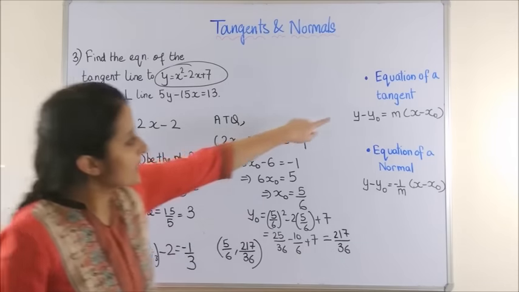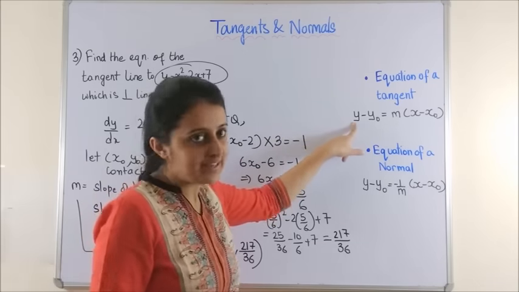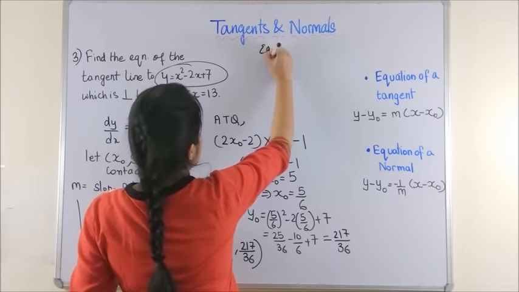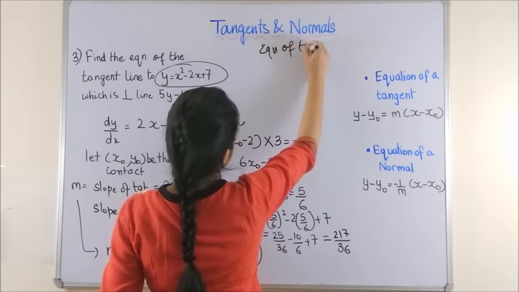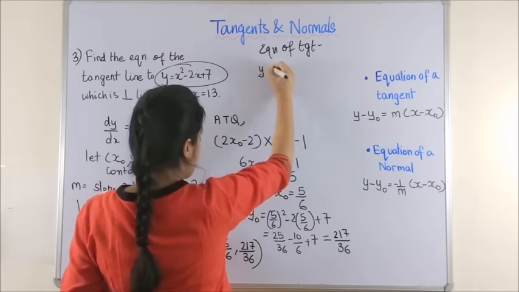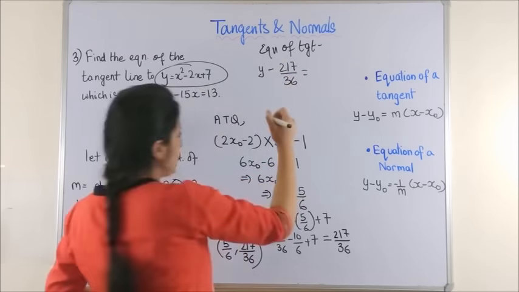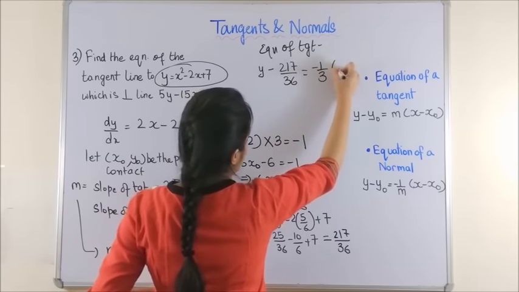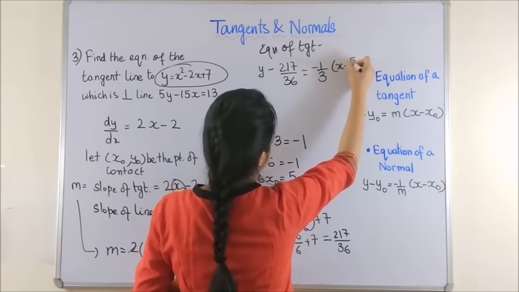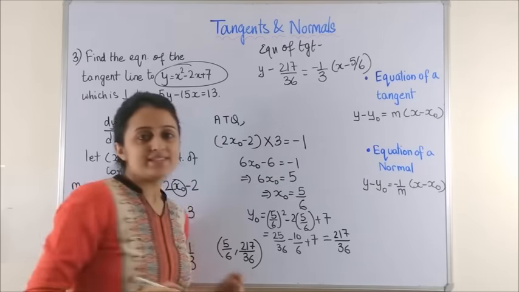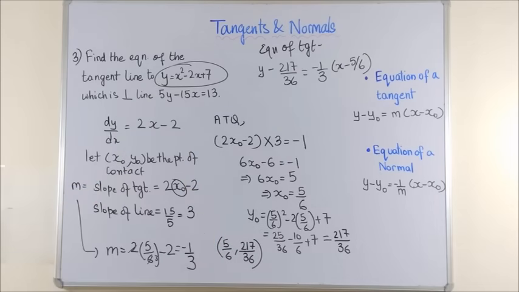So getting the equation of the tangent is very simple now. You say the equation of the tangent will be y minus y naught is equal to m times x minus x naught. Please simplify this till the end.